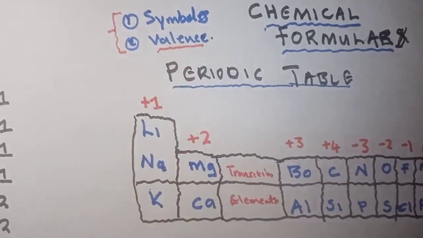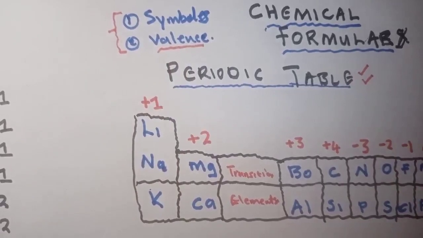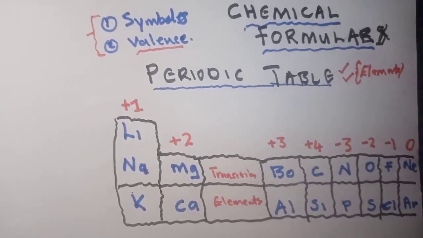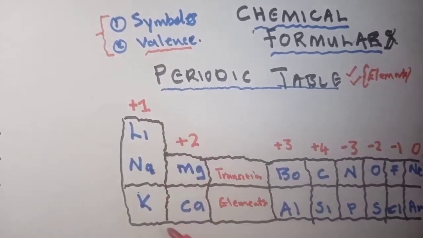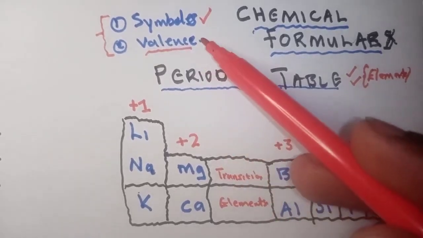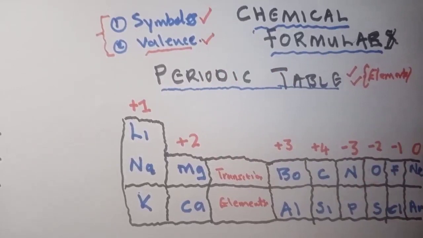For chemical symbols, we have a very important tool in chemistry we call the periodic table. The periodic table consists of a list of elements. But the periodic table does not just give us this list of elements. It gives us two things, and these are things we want: the chemical symbols, and also it provides us with the valency for everything that we want.